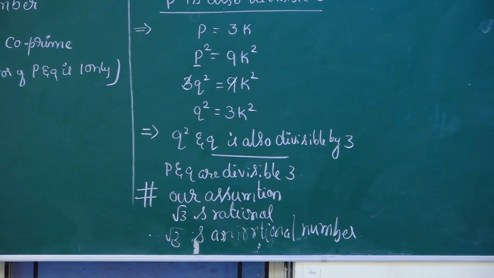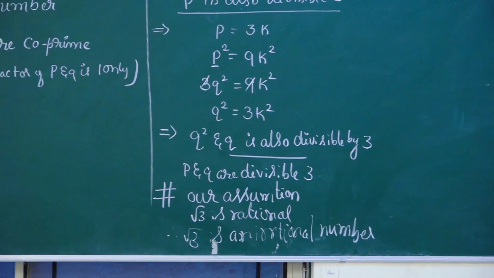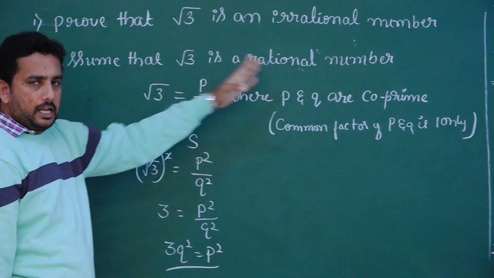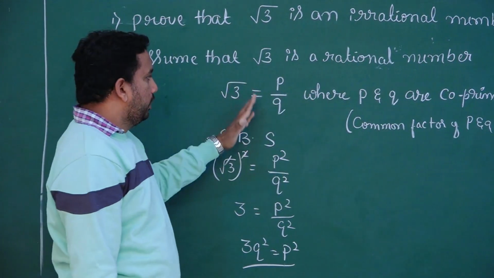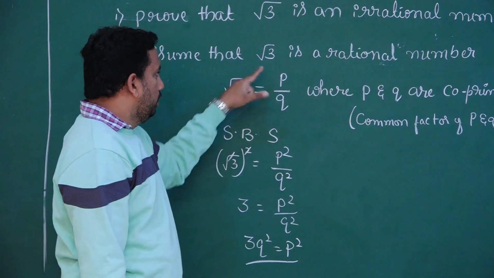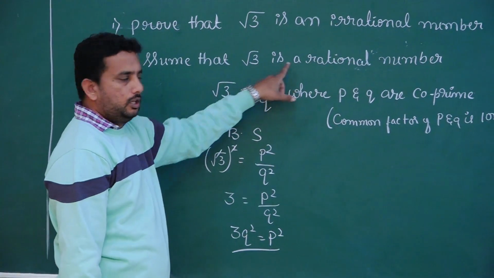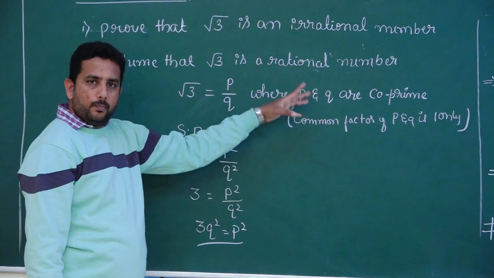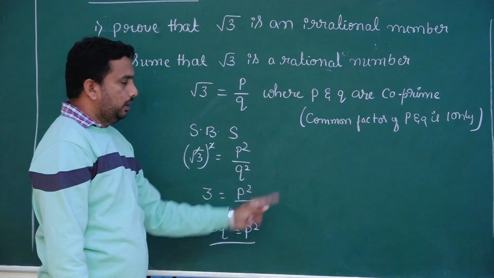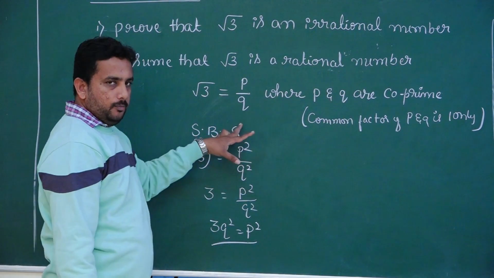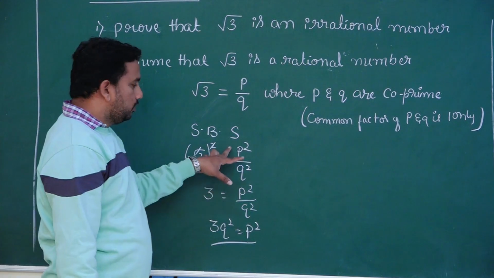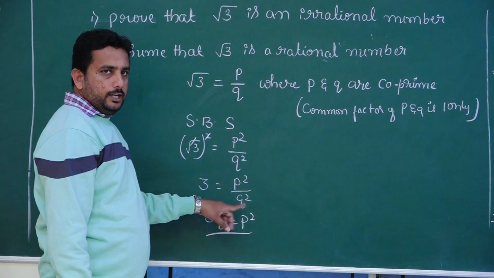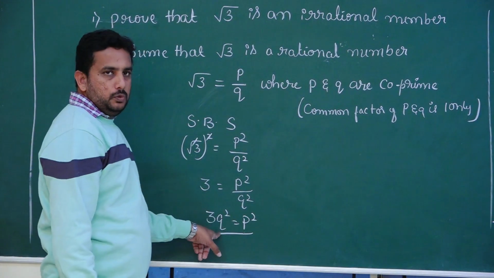So I think you understand. To prove that root 3 is an irrational number, we have to assume that root 3 is a rational number. Every rational number we can write in the form of p by q. Therefore we write root 3 is equal to p by q, and here p and q are co-prime, which means they have a common factor of only 1. Squaring on both sides, we get root 3 square is equal to p square by q square. Then 3 is equal to p square by q square. Cross multiplying, we get 3q square is equal to p square.